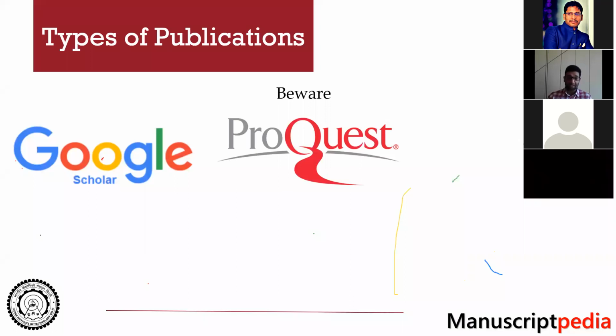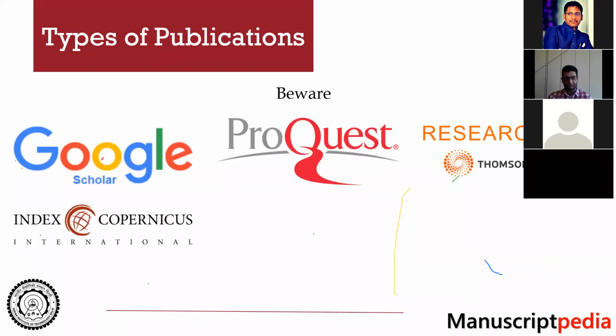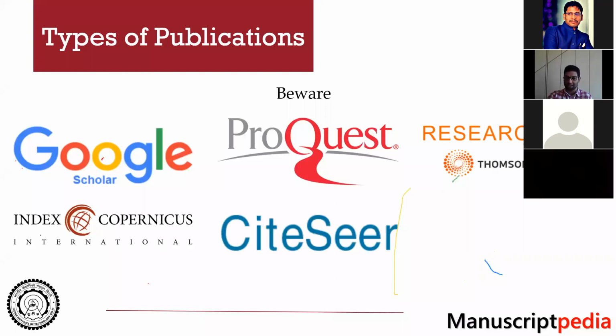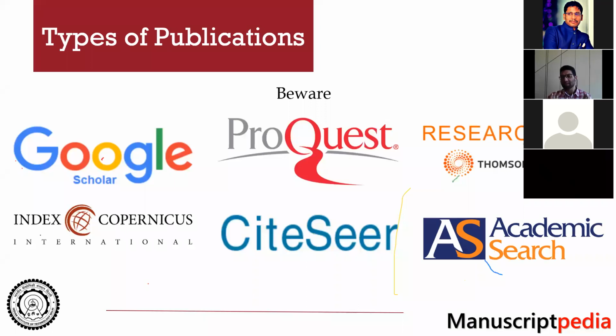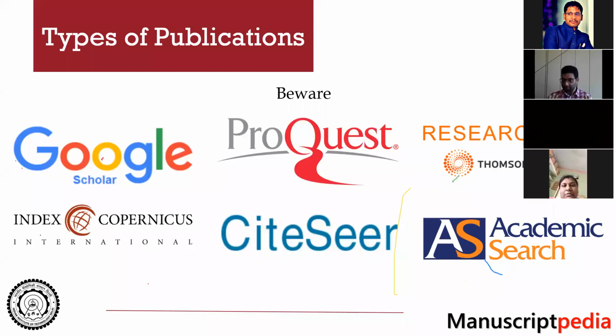ProQuest. I see many journals boasting about ProQuest indexing. I don't know what. Research ID. Again, be very careful. Don't fall into journals who claim for these indexings. Index Copernicus International. They've even put a word international to make us fools. But we should be very cautious. CiteSeer and academic search. These are some of those which you should be careful.